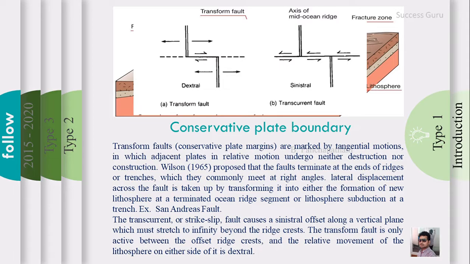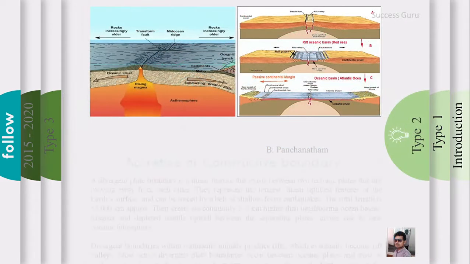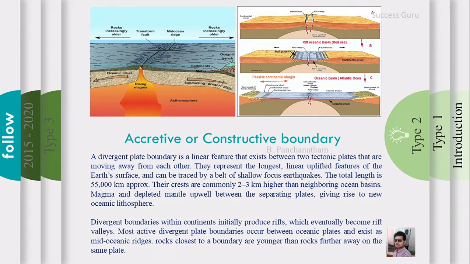I think you are clear with this, right? And the next one is type 2, the accretion or construction boundary. So the accretion boundary or construction boundary will come under this heading. What happens is there will be formation of the divergent plate boundary, a linear feature that exists between two tectonic plates that are moving away from each other. So this is a divergent boundary in which the two plates move away from each other.